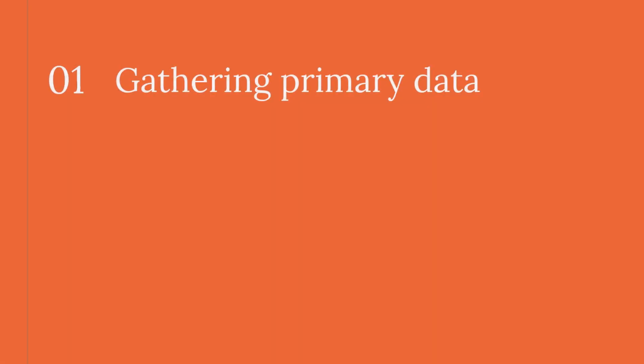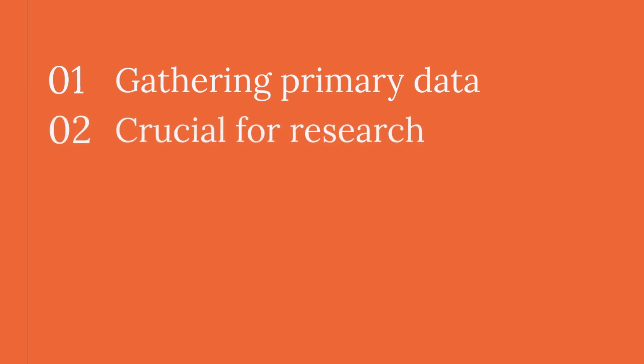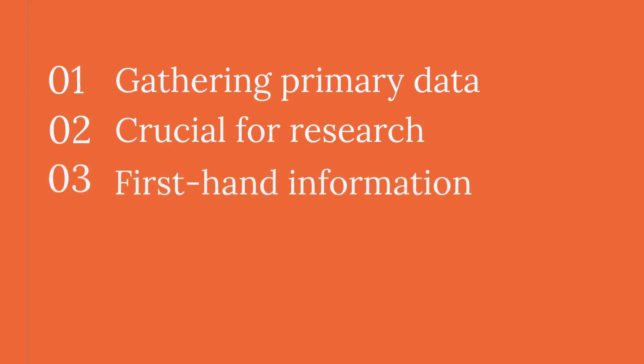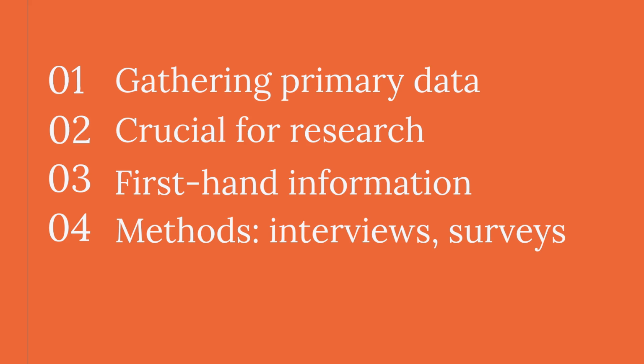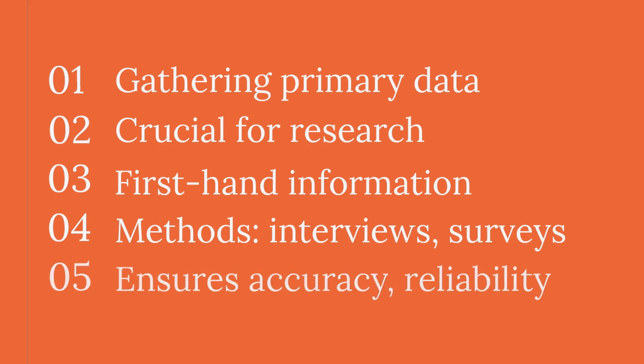Gathering primary data is crucial for research analysis. It offers first-hand information directly relevant to research questions. Methods include interviews, surveys, and observations. Primary data ensures accuracy and reliability by reducing potential biases. It provides rich details about the research topic.